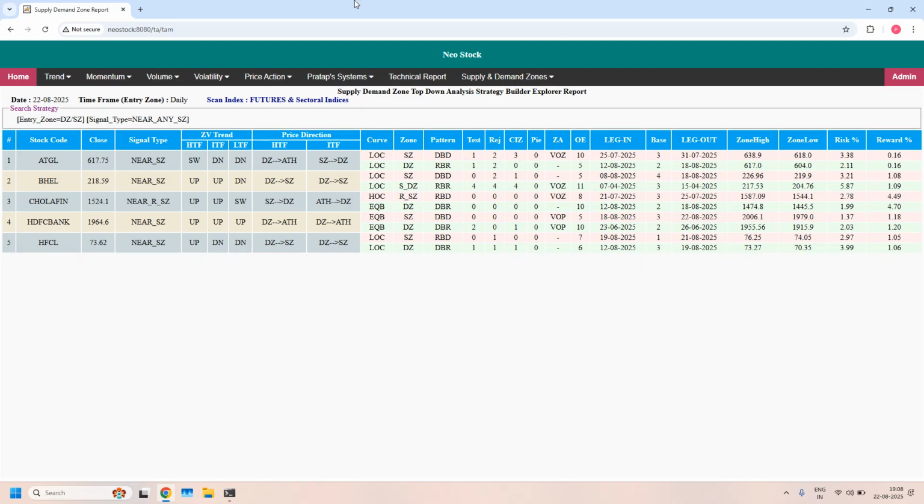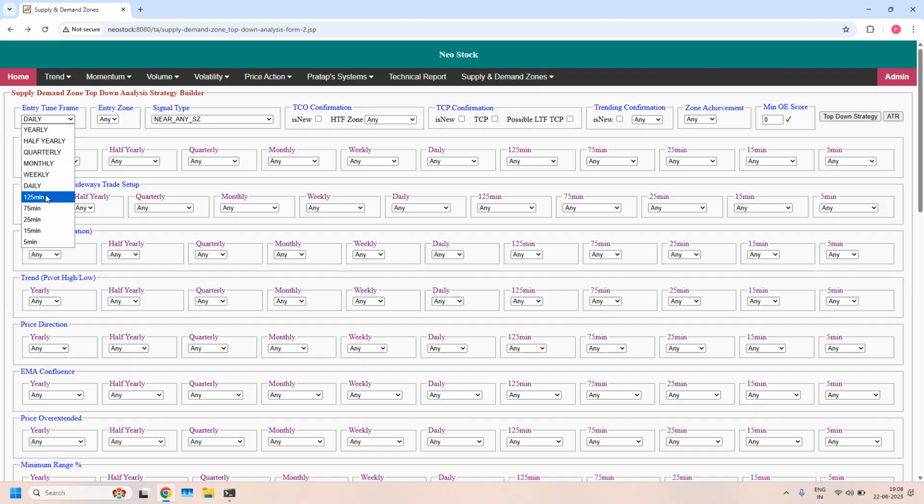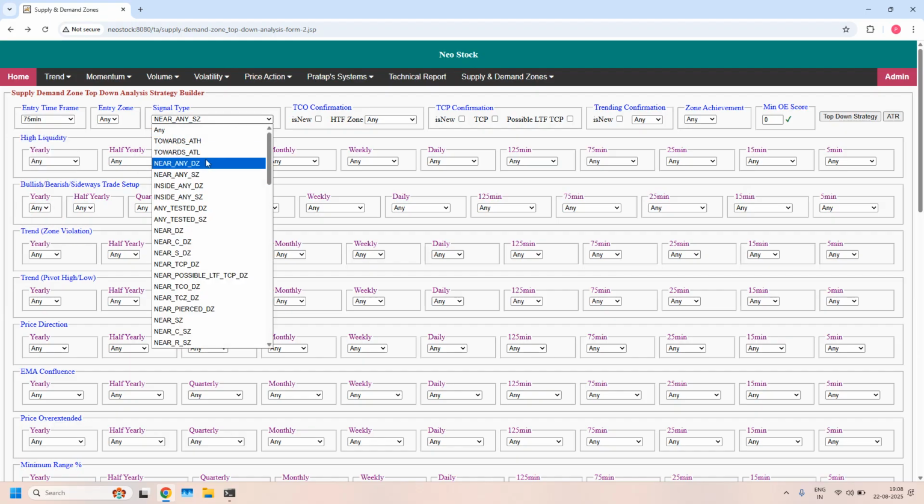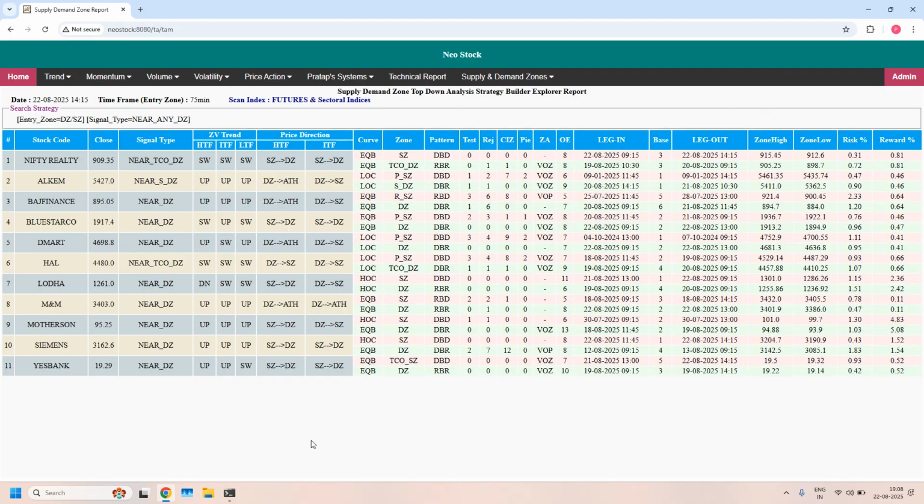Okay, next time frame is 75 minutes. Stocks near to the 75 minutes demand zone, we got 11 stocks. Let us identify 75 minutes high liquidity demand zones from this list. Alchem is having a 75 minutes high liquidity demand zone. That's it. We got only one 75 minutes high liquidity demand zone from this list.